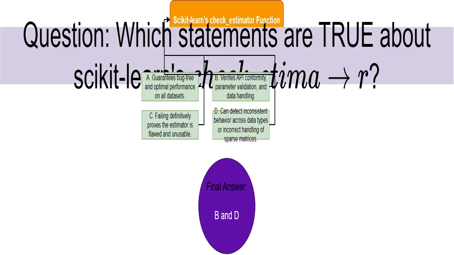This introduces the core quiz problem. The question is asking you to determine the correct statements about the capabilities and limitations of scikit-learn's _check_estimator function. Testing your understanding of this function's role in building machine learning models within the scikit-learn ecosystem.